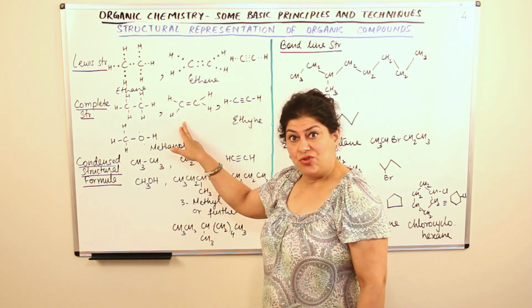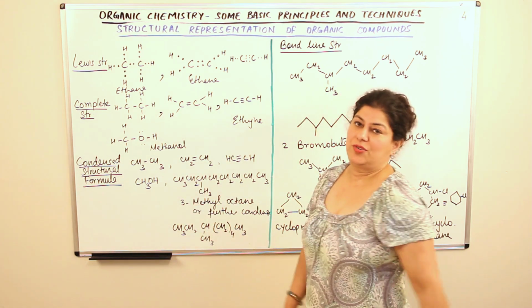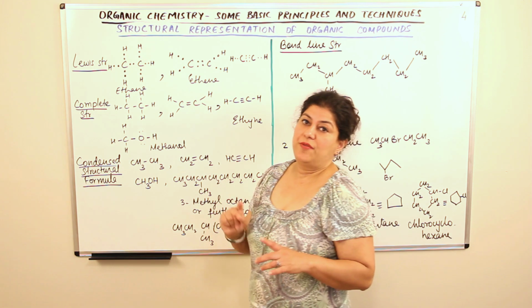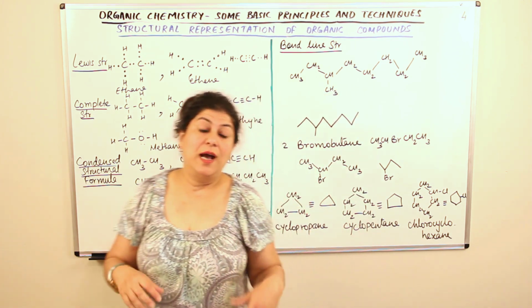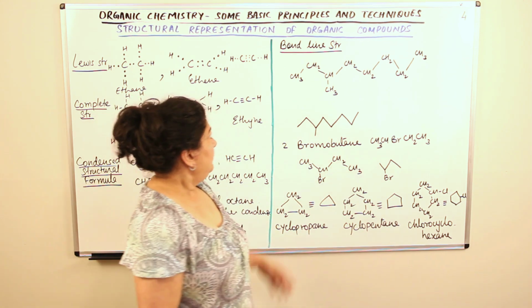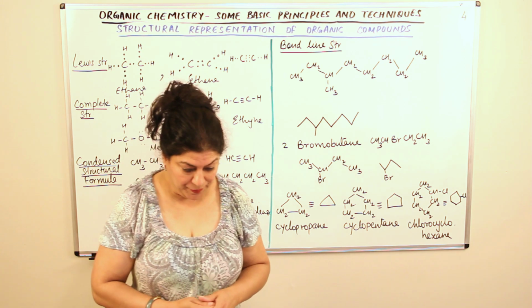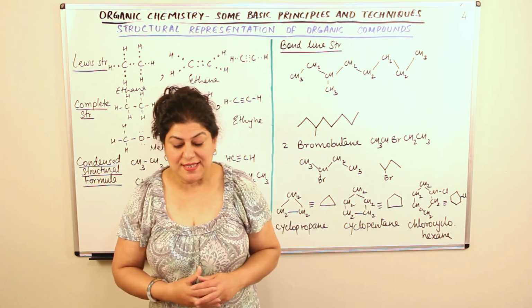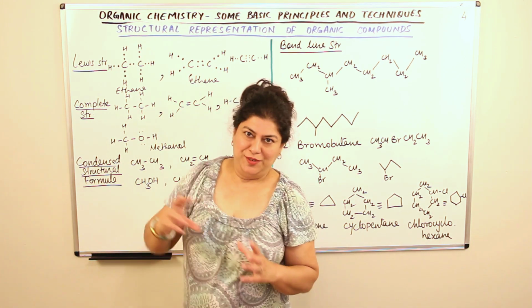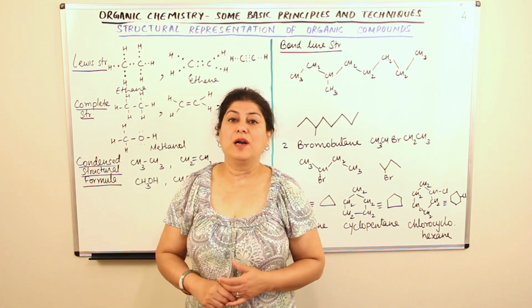This is a complete structure. You condense the structure and then you can further condense the structure by putting a bracket and writing multiples of that outside the bracket when you have a large molecule. The next structure is bond line structure. Bond line structure is going a step further. We know we are talking of organic compounds. We know we are talking of carbon and hydrogen.